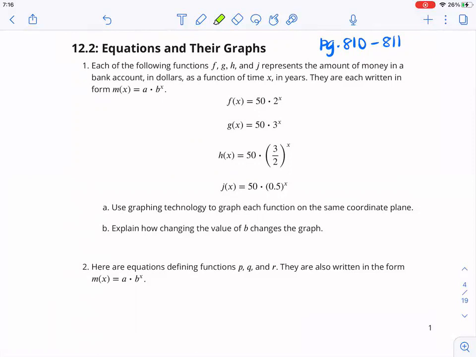Okay, so f of x is 50 times 2 to the x. G of x is 50 times 3 to the x. H of x equals 50 times 3/2 to the x. And j of x equals 50 times 0.5 to the x. A says, use graphing technology to graph each function on the same coordinate plane. And B, explain how changing the value of B changes the graph.